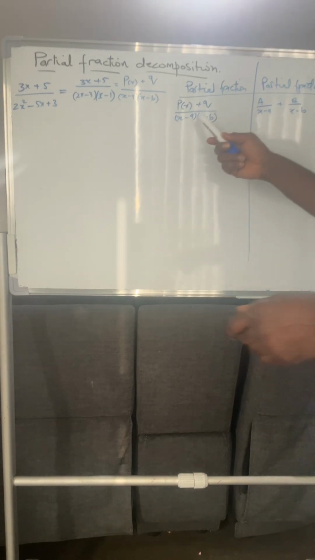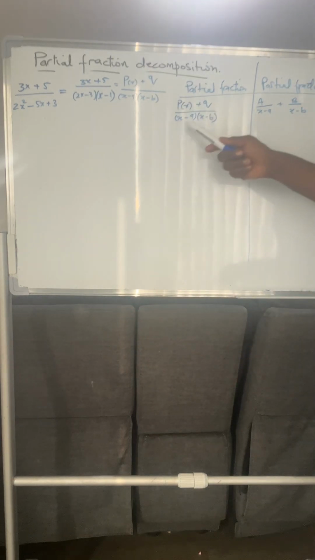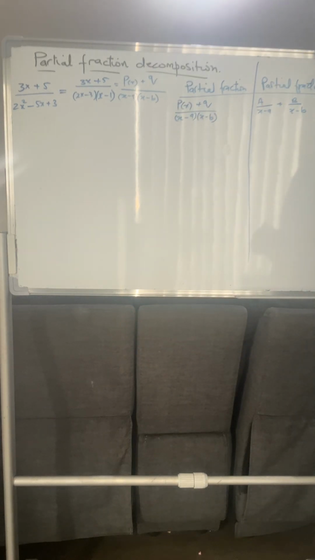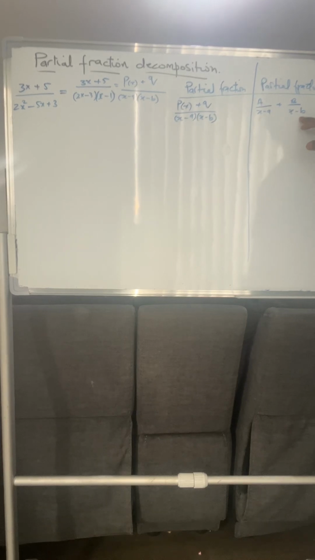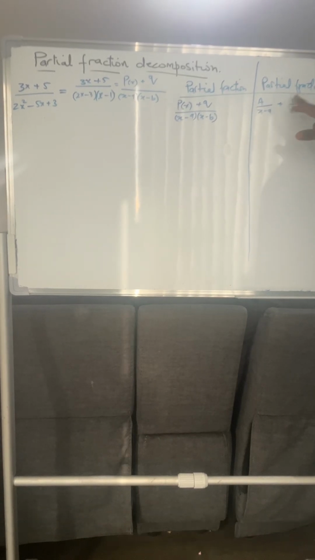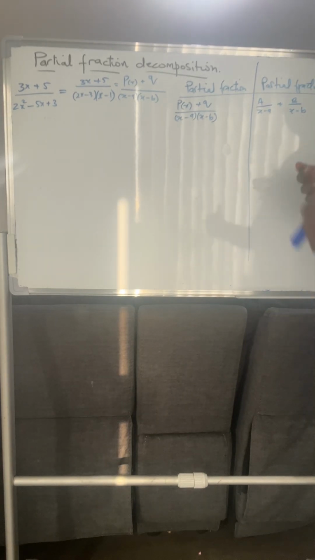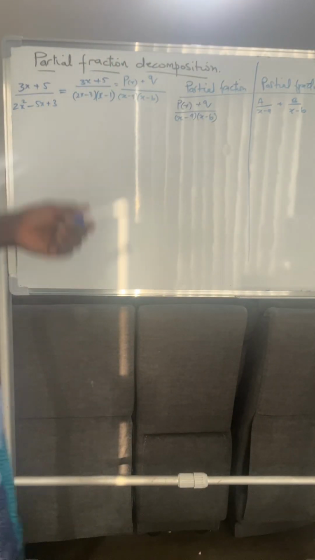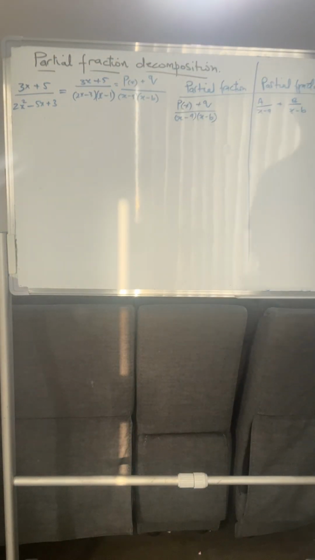So now, if your partial fraction looks like this, then the partial fraction form will take this format: a over x minus a plus b over x minus b. Then you can use your method of equating coefficients or even simultaneous equations, elimination. Then you find your values of a and b. Then you decompose the problem.